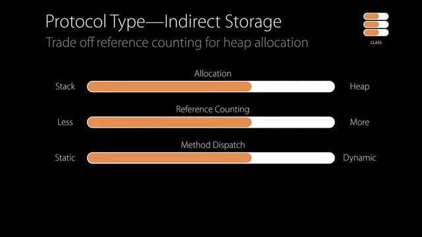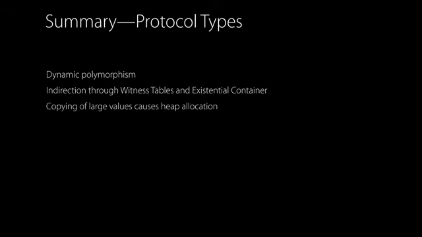So to summarize, protocol types provide a dynamic form of polymorphism. We can use value types together with protocols and can store our lines and points inside of an array of protocol type. This is achieved by the use of protocol and value witness tables and existential container. Copying of large values incurs heap allocation. However, I showed you a technique how you can work around this by implementing your structs with indirect storage and copy and write.